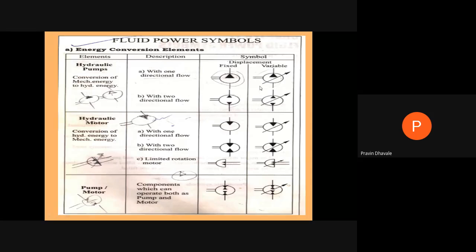variable displacement. Without an arrow, fixed displacement. Single arrow, one directional. Double arrow, two directional. Right? Likewise, it is for pumps and motors. If pump and motor are combined, this will be the symbol.